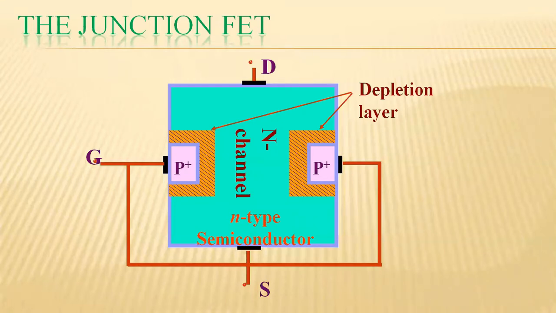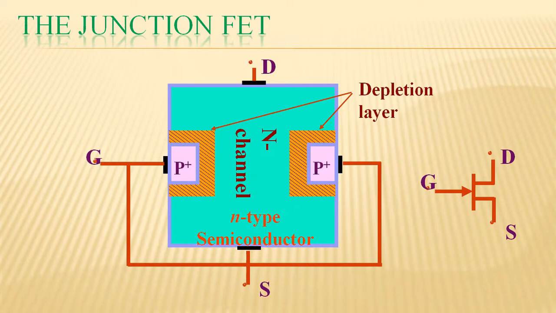Now if you see the type of materials for these terminals, gate is of P-type material, source and drain are of the same material, that is N-type. Gate is of P-type material, drain and source are of N-type material. And now let us see the symbol. So this is the symbol of the N-channel JFET. Gate, source, drain are the terminals, and there is an arrow mark on the gate terminal, for both N-channel and P-channel JFET.